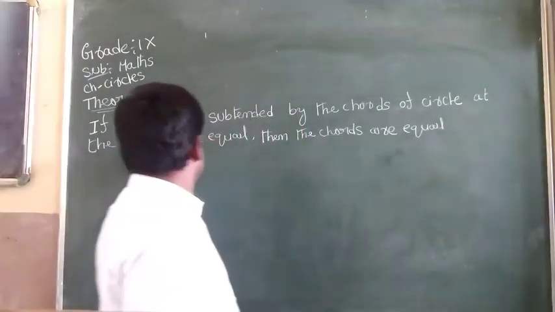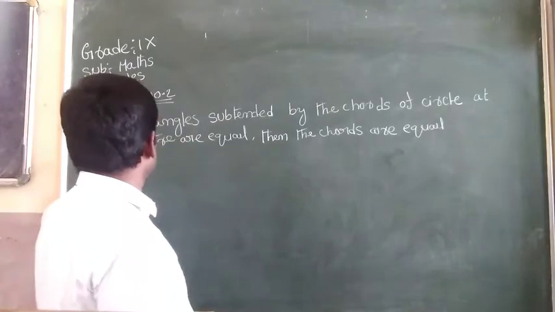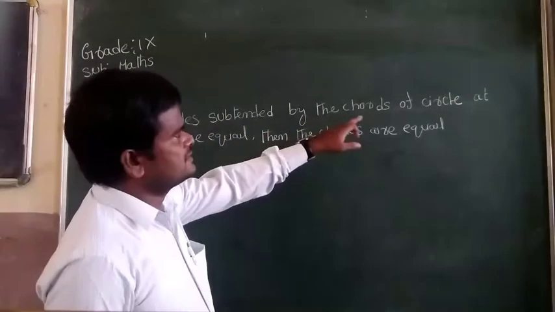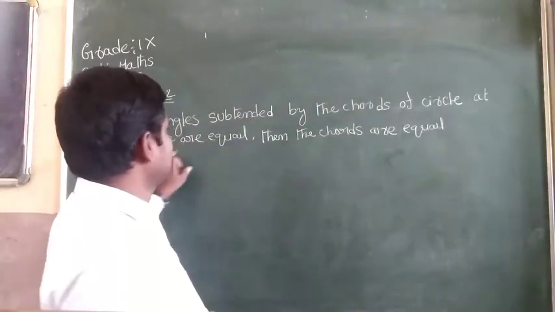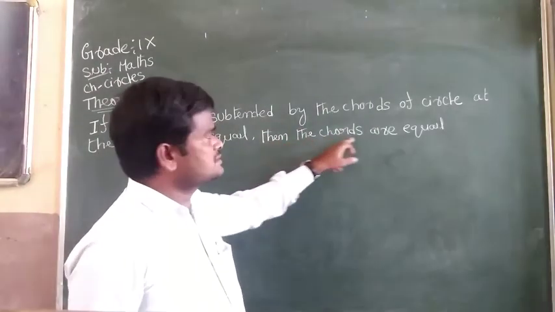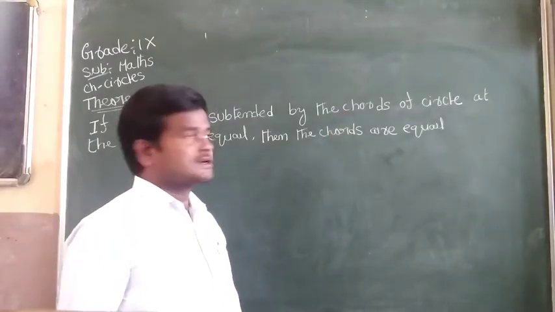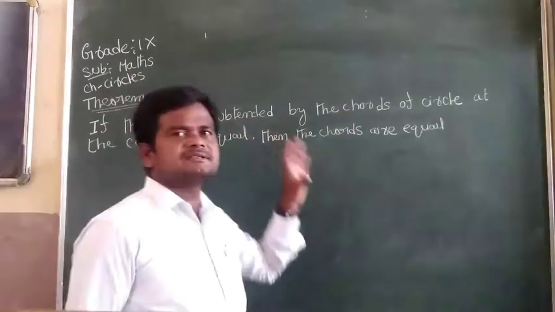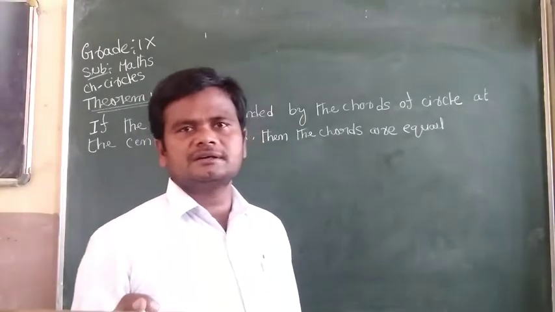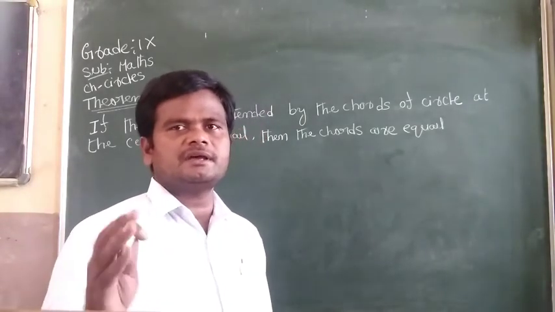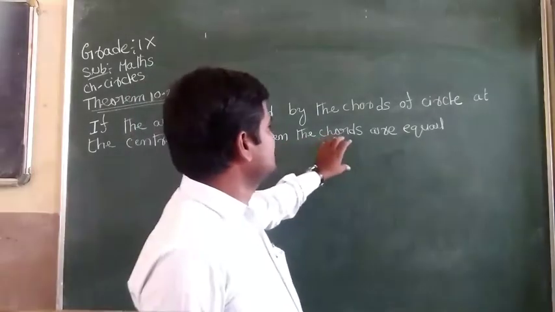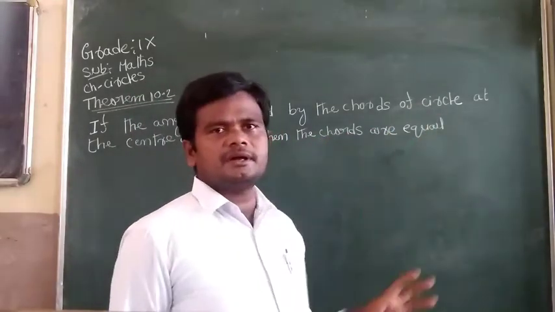Theorem 10.2 says that if the angles subtended by the chords of a circle at the center are equal, then the chords are equal. So here the subtended angles at the center are equal. Then we have to show that the chords are also equal.